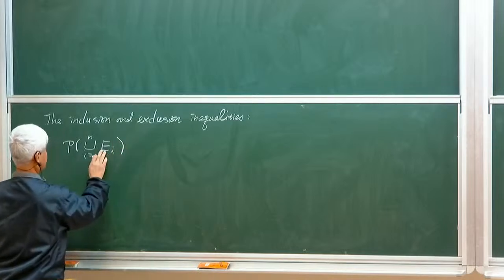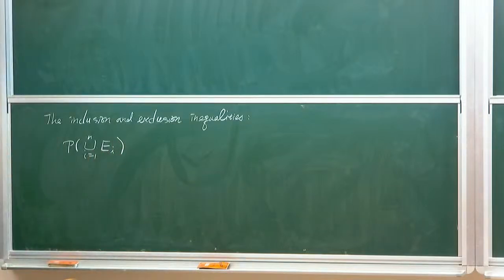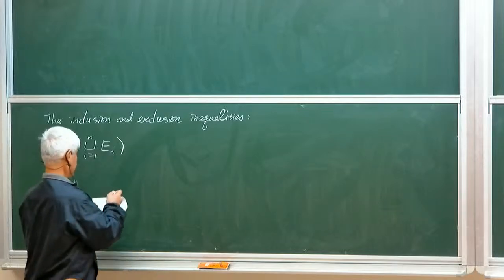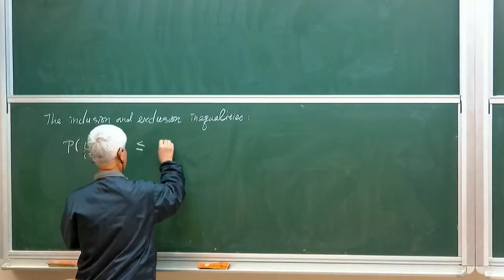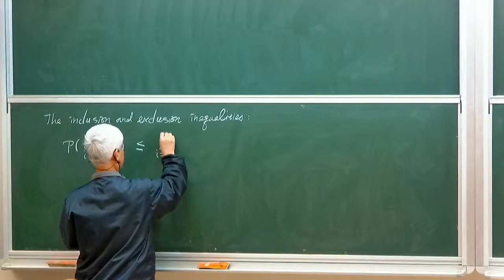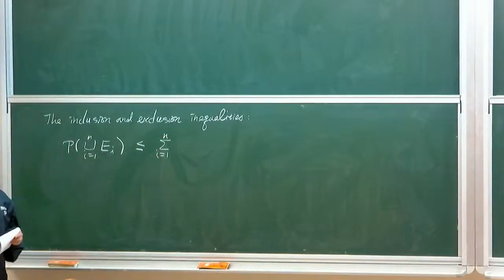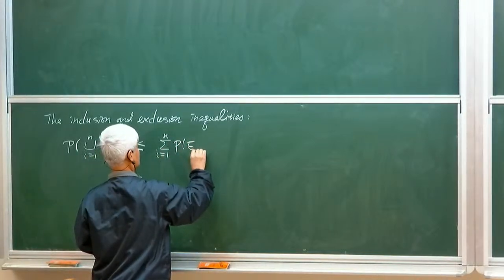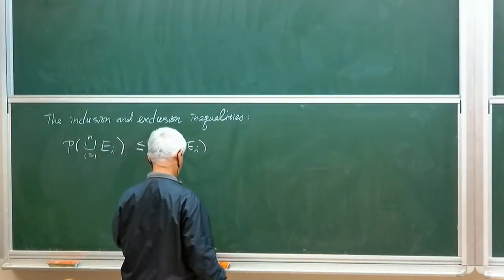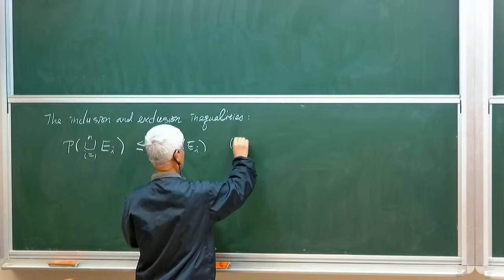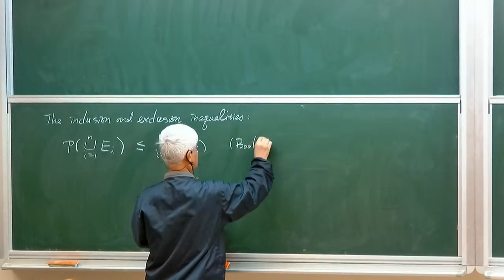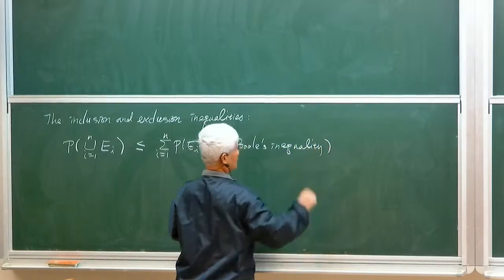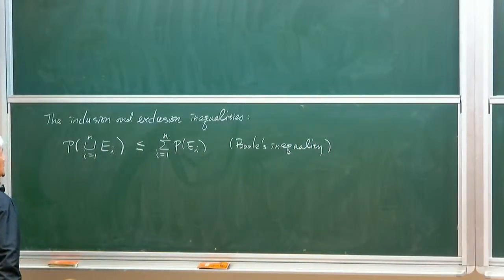So the probability of the union of a finite number of events E sub i can be upper bounded by the summation of the probability of individual events. And we call it Boole's inequality. So we give a special name for this simple inequality.